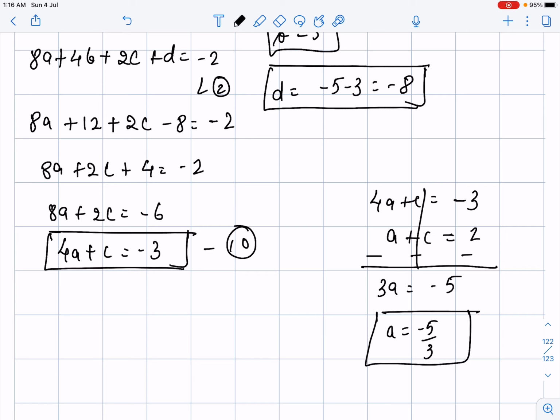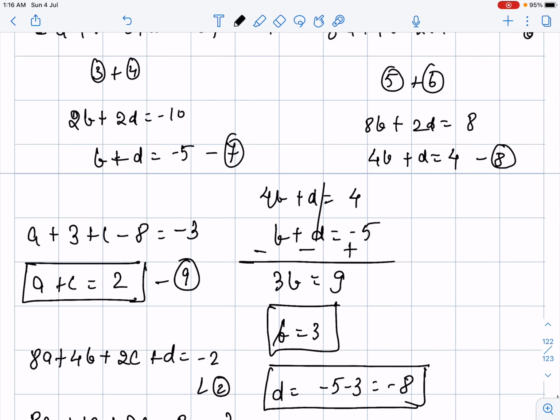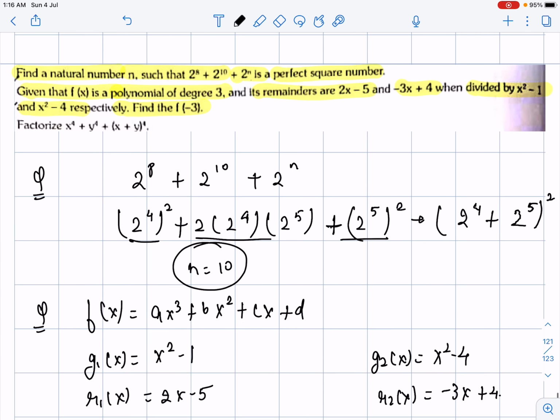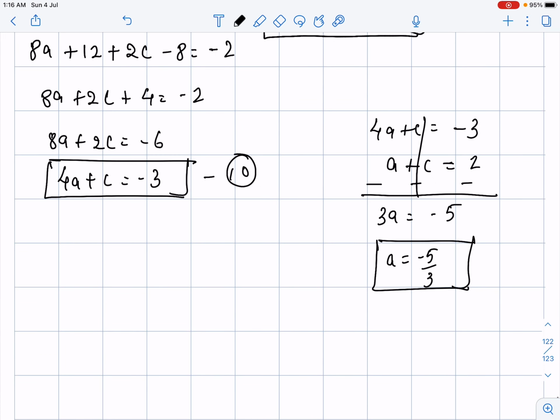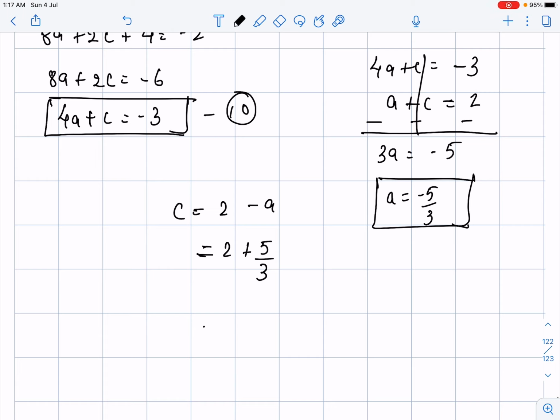Now guys, we want the value of c as well, because the value of f of minus 3 was asked of us. So if we compute the value of c, c will be 2 minus a over here. That is 2 plus 5 by 3, which is 11 by 3, will be the value of c. Hope you guys would have got my point.